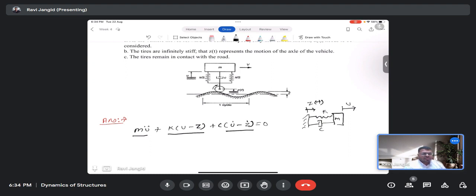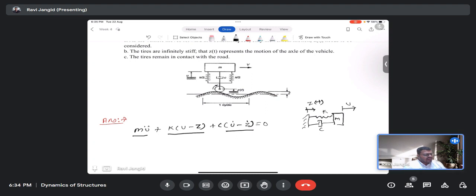Anyone, is there anyone to give the answer? Why do I consider u minus z? Why don't I consider the u double dot minus z double dot? I didn't understand.